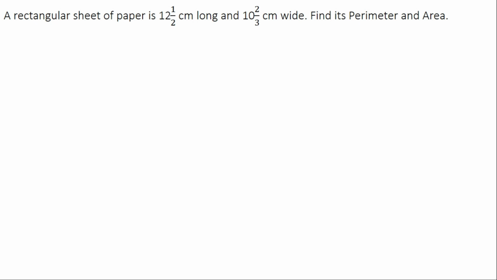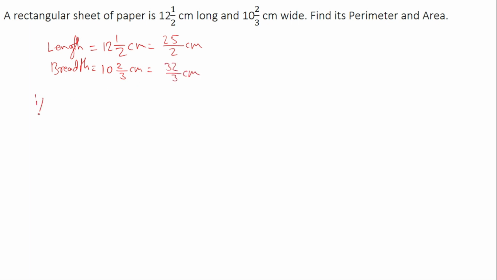A rectangular sheet of paper is 12.5 centimeter long and 10 whole 2 by 3 centimeter wide. We have to find the perimeter and area. So here length is given 12 whole 1 by 2 centimeter, that means it will be 25 by 2 centimeter, and breadth is given 10 whole 2 by 3 centimeter, that means it will be 32 by 3 centimeter.